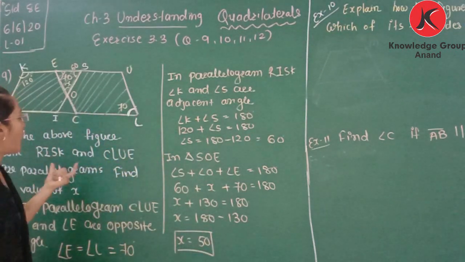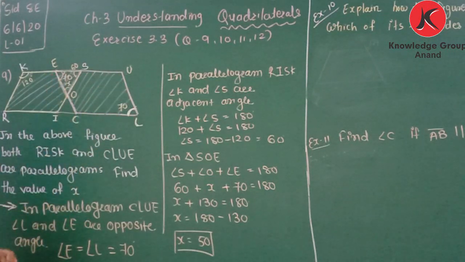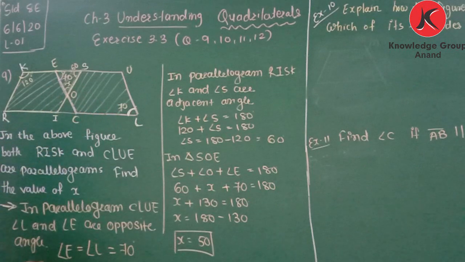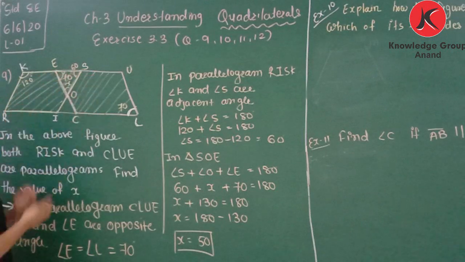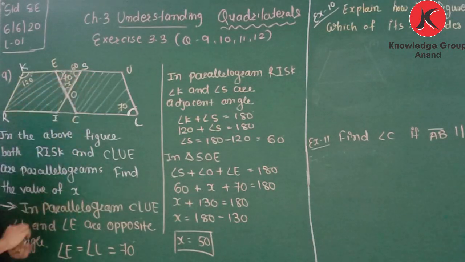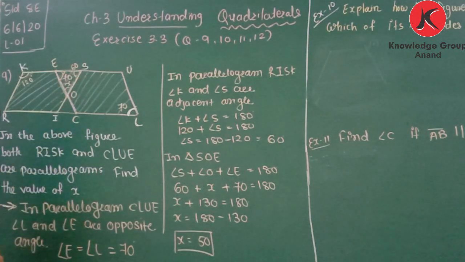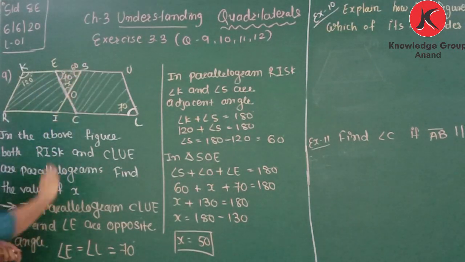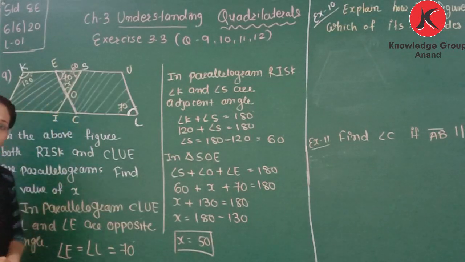Clear? How did we solve this example? First of all, we consider parallelogram CLUE, only this side. So angles L and E are opposite angles. That's why angle E is also 70. Now consider this side. Angles K and S are adjacent angles, so they are supplementary. So 120 plus S is equal to 180, which means S is equal to 60. And we get E is equal to 70. Now ESO is a triangle, so you can apply the angle sum property of a triangle. That's why we get x is equal to 50. Clear?